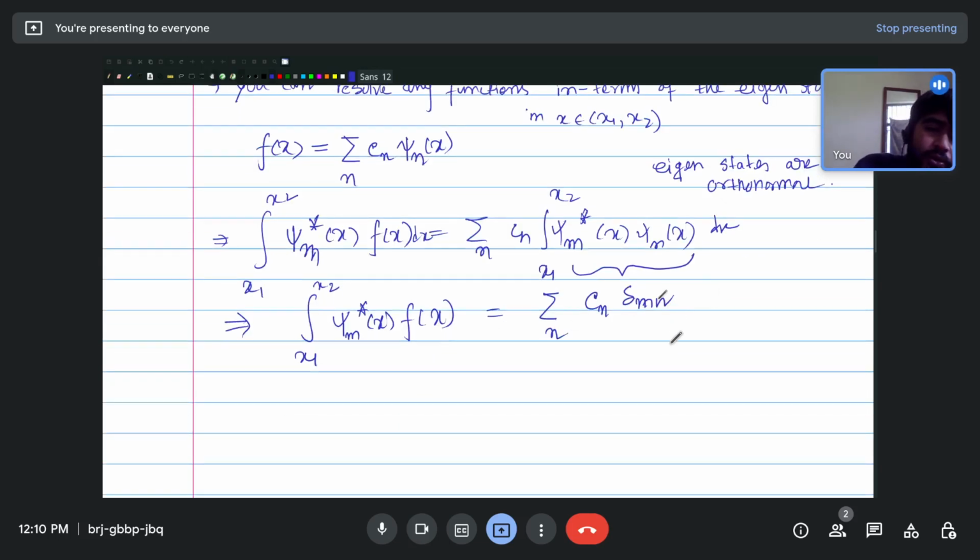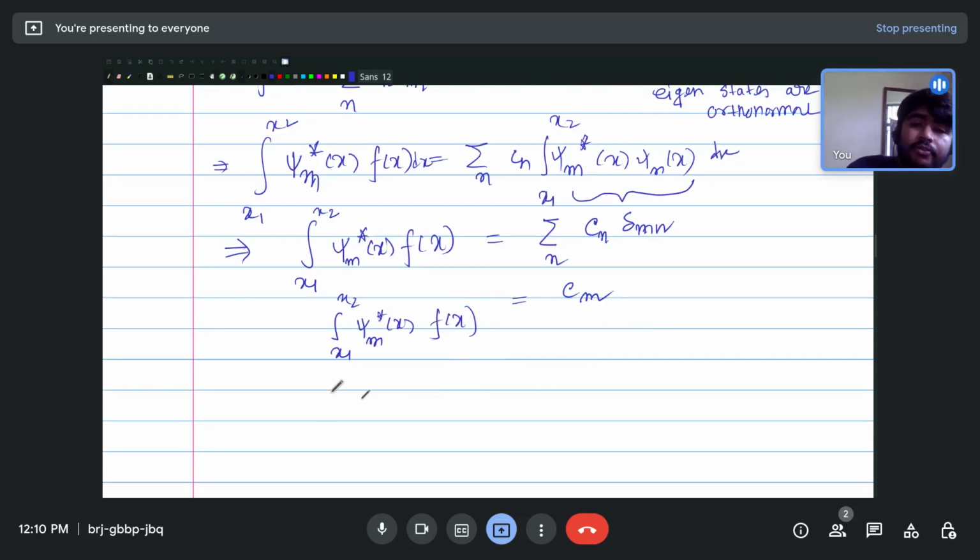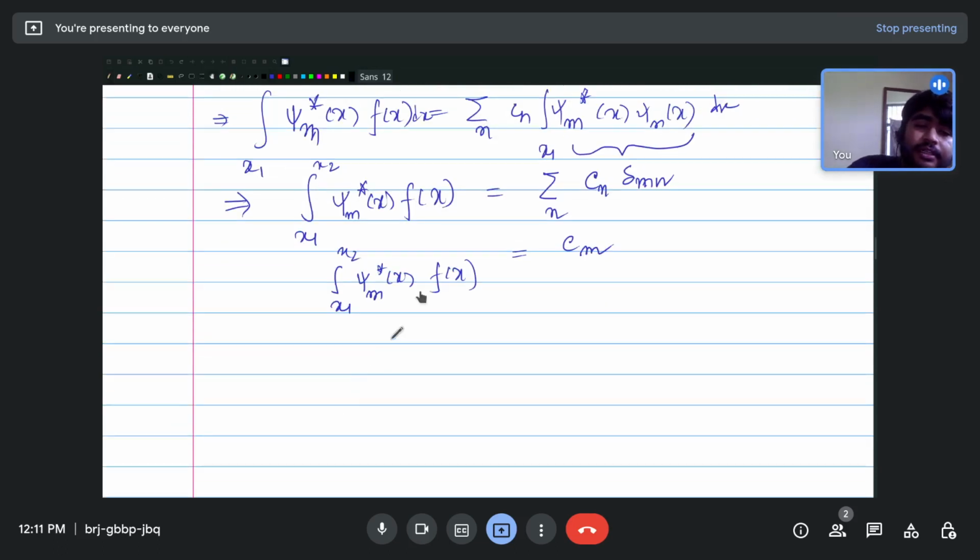So now you know that it's a Kronecker delta. So this makes it non-zero only for the case when m is equal to n. So we can do a summation over n, then that will give us Cm. Okay, so Cm is given by the integral from x1 to x2 of psi m star x times f of x. Okay, so this is the way you find these Cn's.